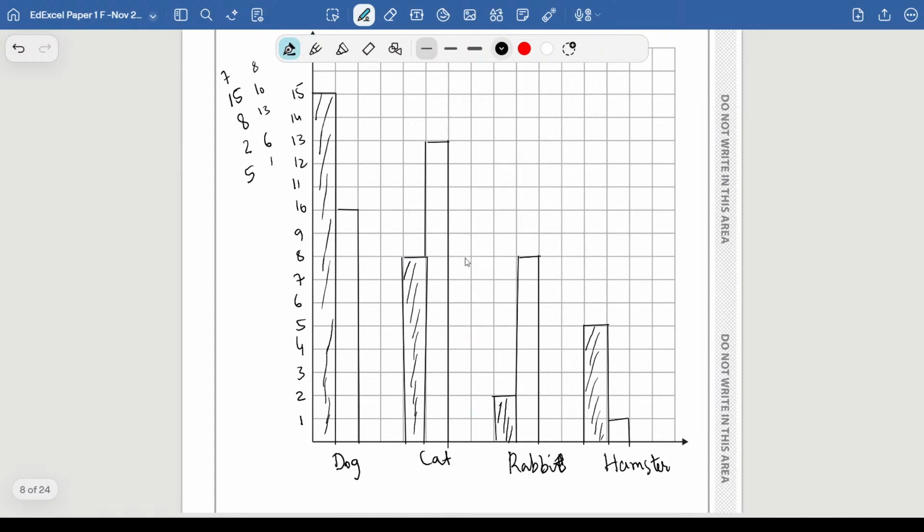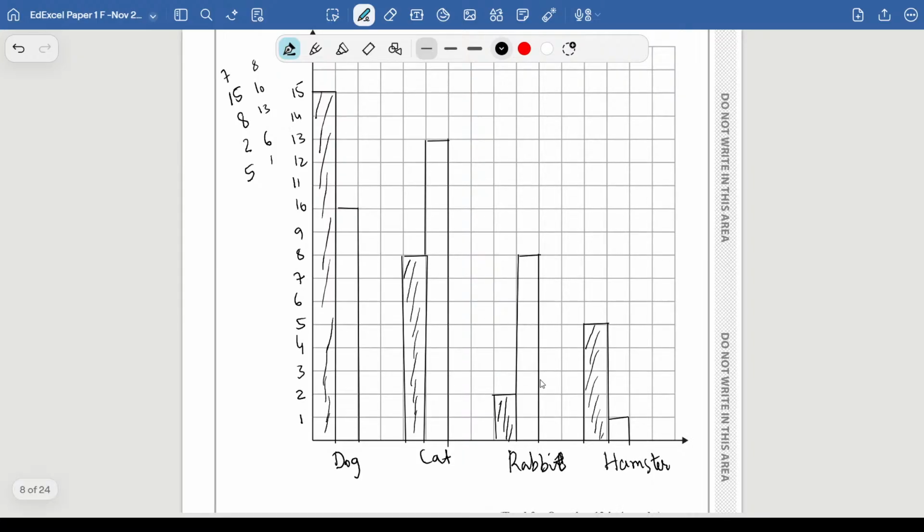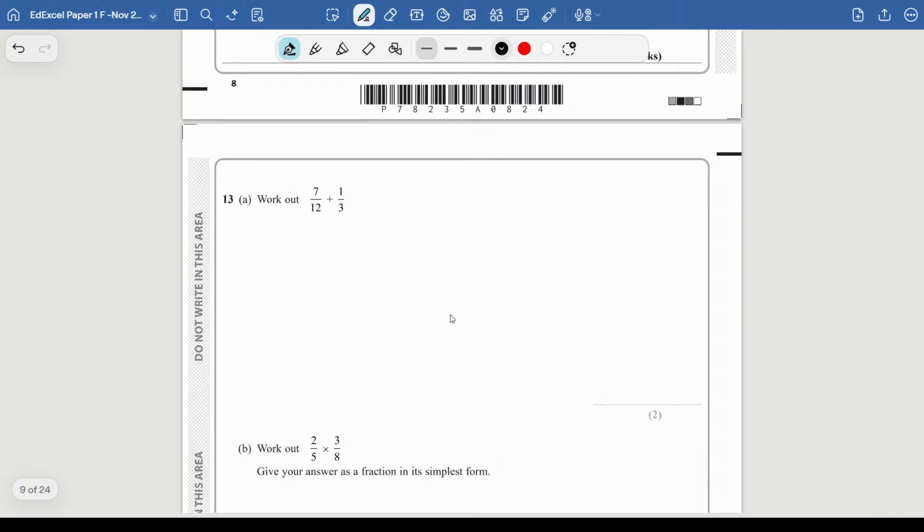Well, you could have drawn bars of different thickness, like you could have taken a slightly different approach here, and that's totally okay as long as it's accurate. All right, moving on to the next question.